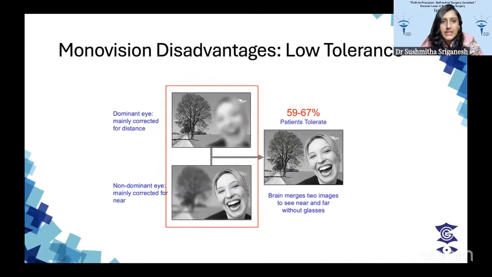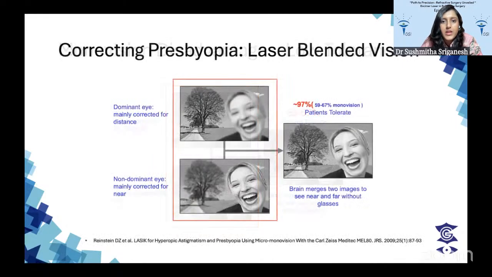Just to give a better idea of the difference between monovision and laser blended vision, this is monovision, where the dominant eye is corrected for distance and the non-dominant for near. And when it's combined together, the brain merges the two images to see near and far without glasses. However, there was a very low tolerance for this. Only 59 to 67% of the patients were able to tolerate it.